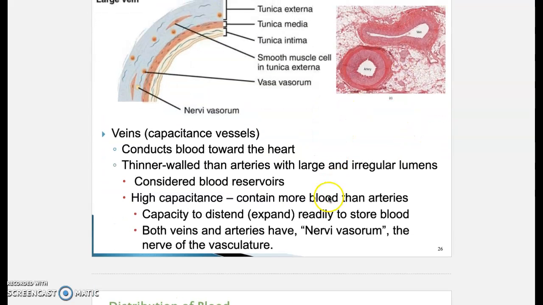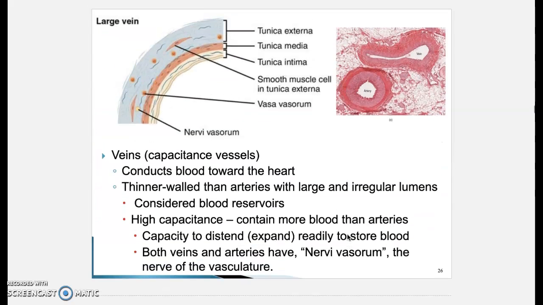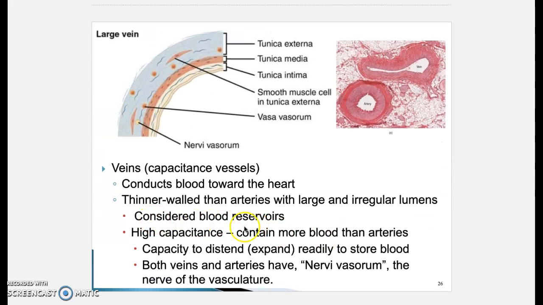And here we see how the nervi vasorum are the nerves that allow the veins to vasoconstrict or vasodilate in response to maybe changes in temperature. And that's it. Thank you.